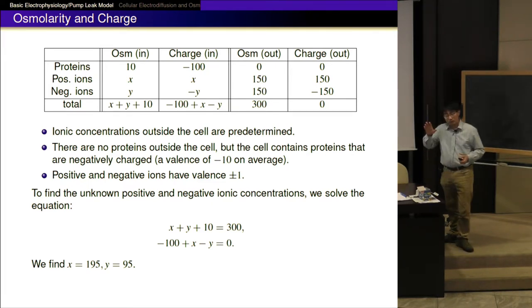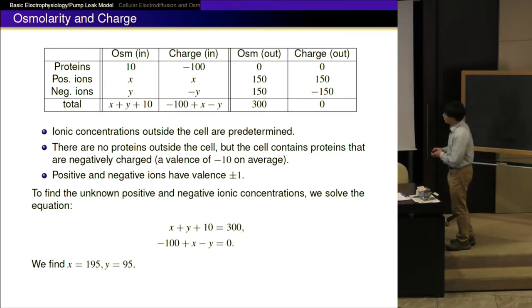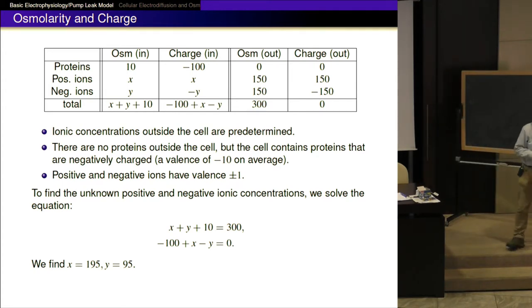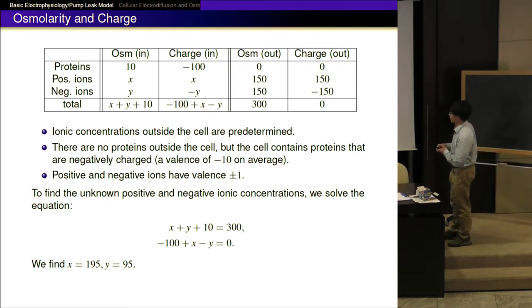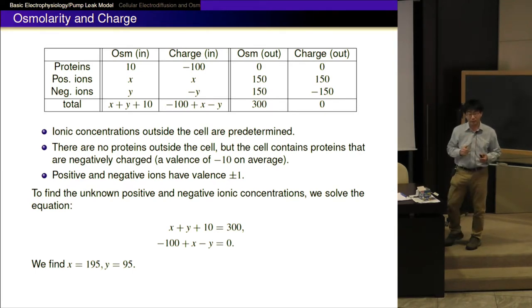Okay, so let's say the positive ions have valence 1, negative ions have valence of negative 1. So the positive ions, 150 millimole per liter, negative ions 150 millimole per liter, this is outside the cell. And I add the 150 millimole per liters together, and these ions are supposed to be strong electrolytes so that they are completely dissociated, so that the total concentration, or osmolite concentration, is 300 millimole per liter. Yes? Just a question.